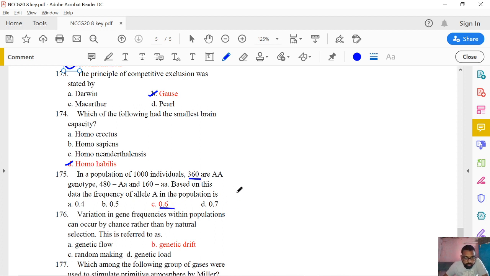So you're asked to find out the p value. You have been given the p square. So p square is 360 by 1000, that is 0.36. So p square is 0.36. Now the p value will be 0.6.